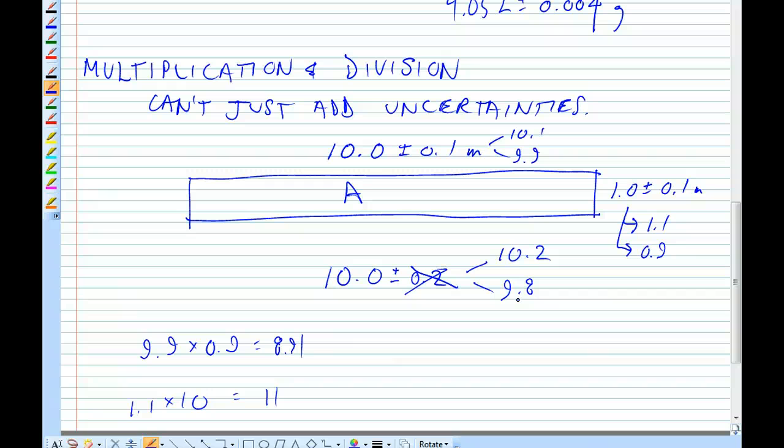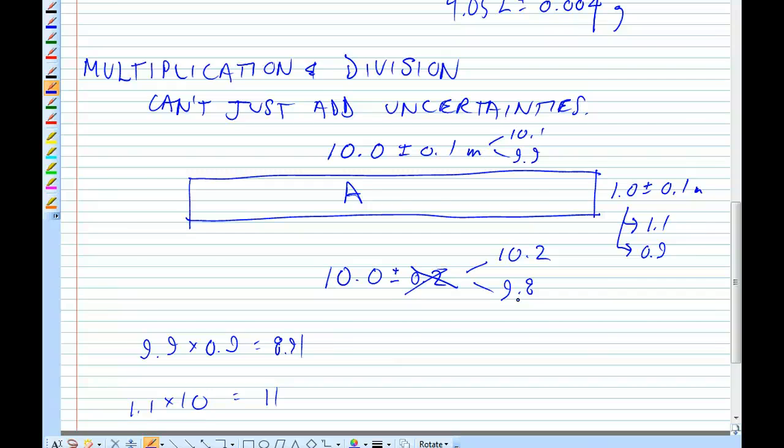So it's about percentages, and that's the answer. That's how we do it. When we're doing multiplication or division with uncertainties, you still add them. We're still accumulating error, but you add them as percentages. Figure out what percentage your uncertainty is first, and then add those and apply it to your answer.